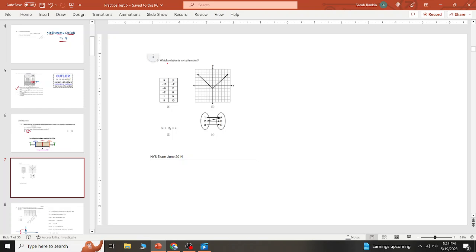All right, which is not a function? Remember, in a function, every x has to map to one and only one y. So this maps to one y, this maps to one y. On a graph, you can use your vertical line test. This is a function, which is fine. This one is the right answer because it's not a function, because notice 2 maps to both A and B, and you can't have an x mapping to 2 different y's.